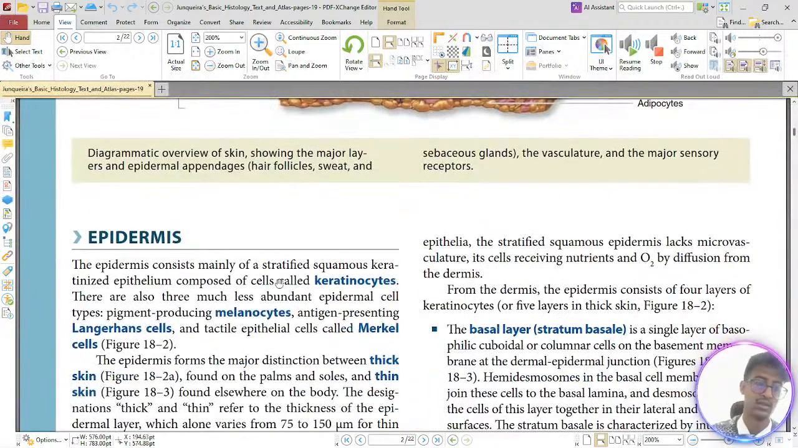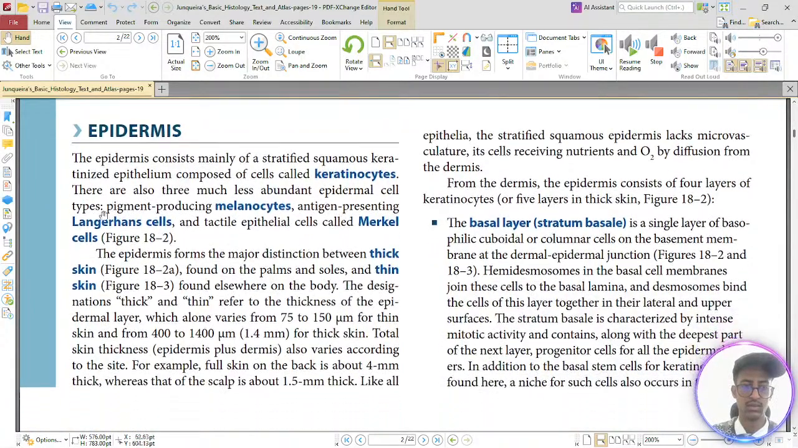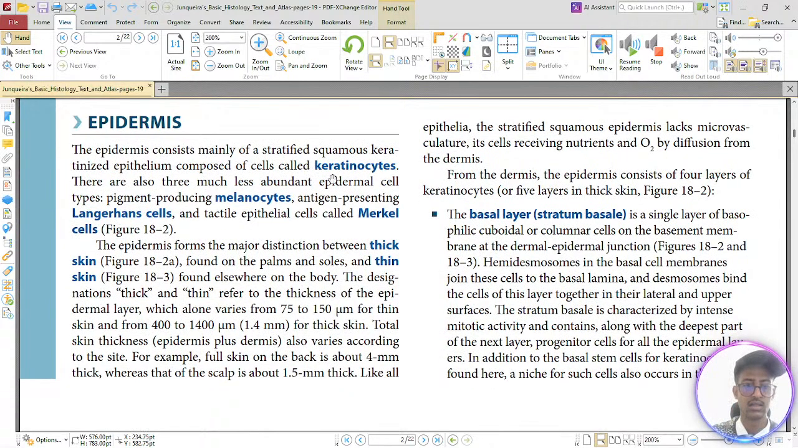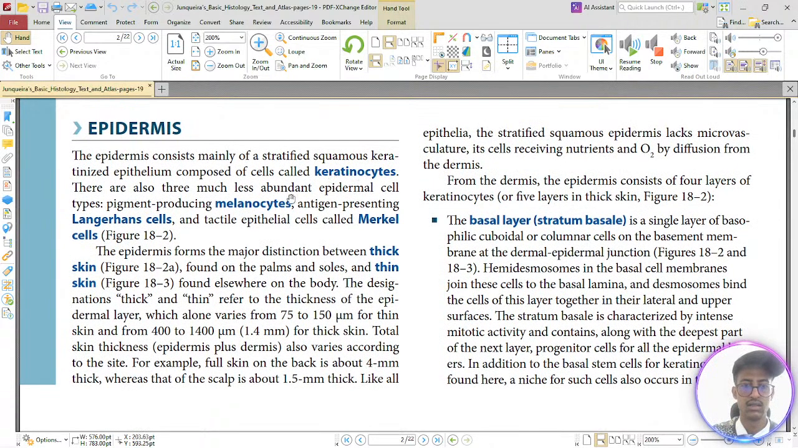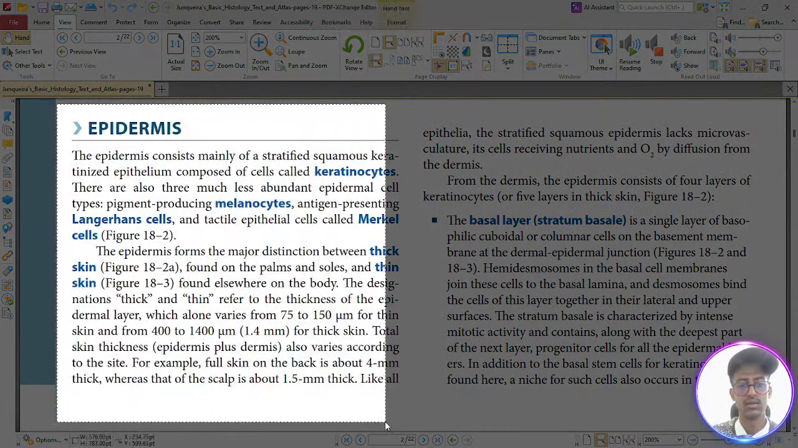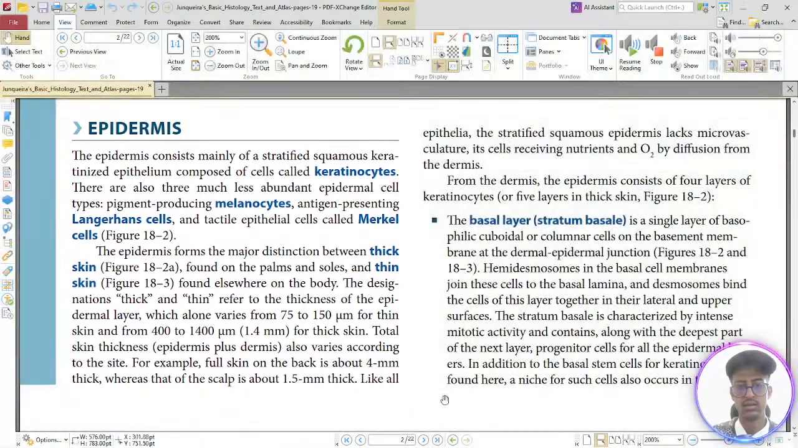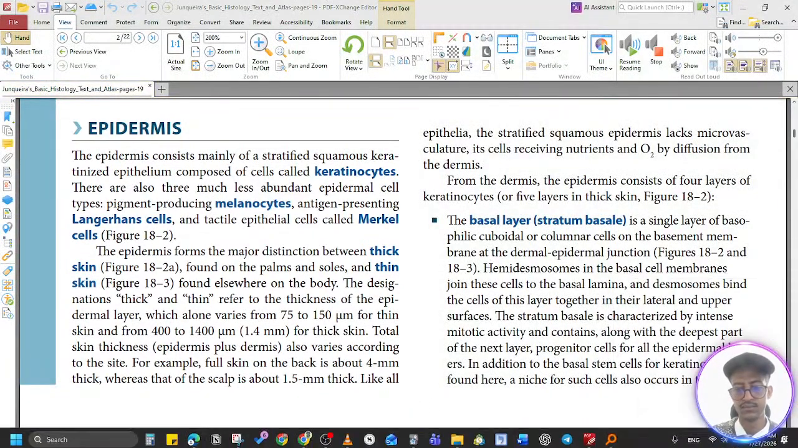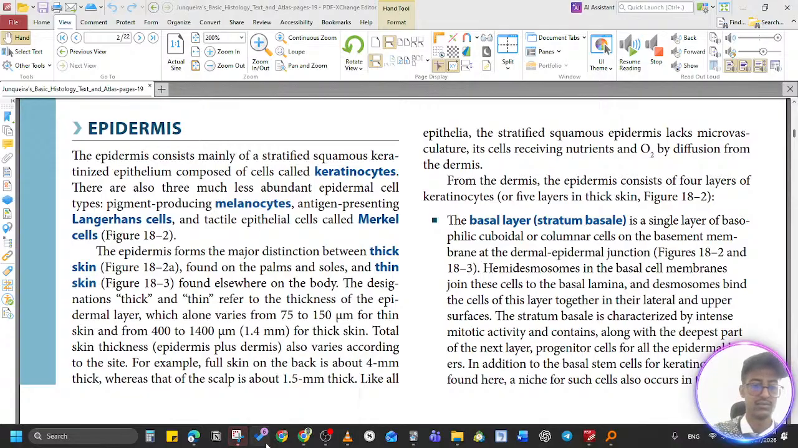Epidermal ridge. Okay, so now let's go to epidermis. The epidermis consists of mainly stratified squamous keratinized. Okay, let's screenshot this, and also let's add it into our note.